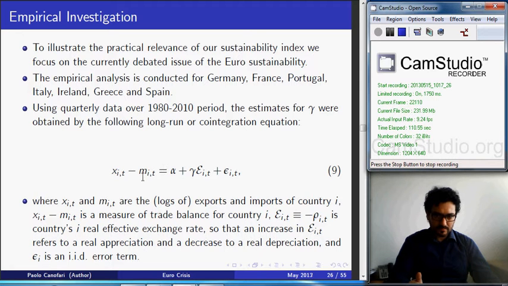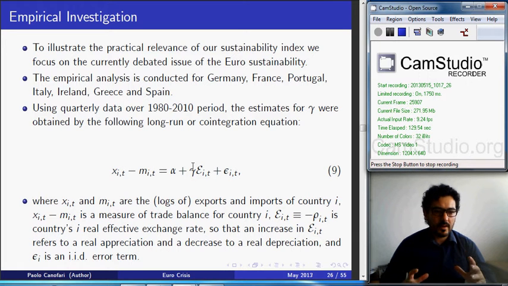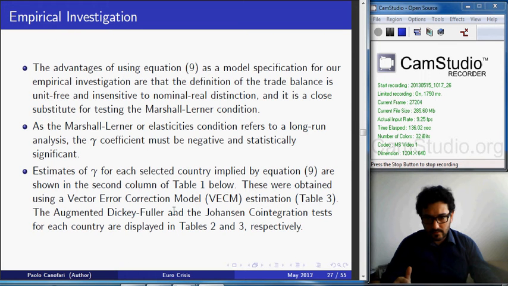And this long-run relationship between the trade balance and the real effective exchange rate is a close substitute of the Marshall-Lerner condition. What is required is that gamma is negative and statistically significant in this equation in order to have an alternative test of the Marshall-Lerner condition.